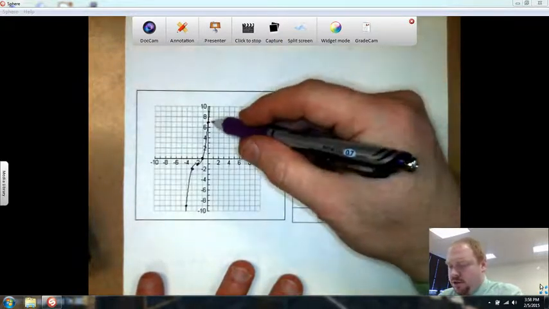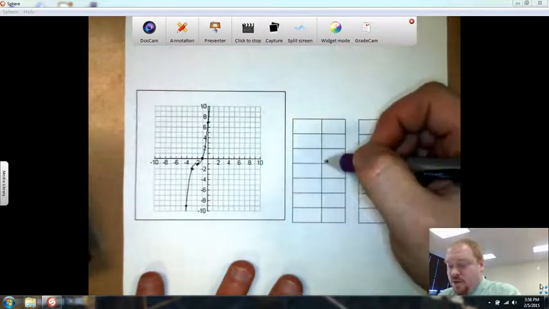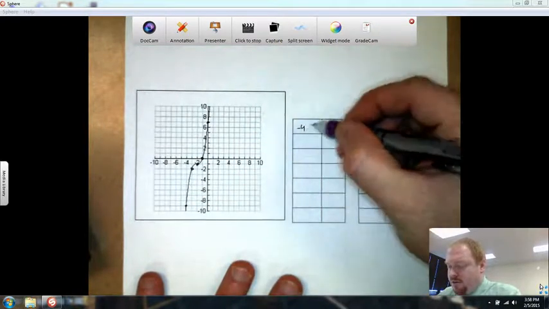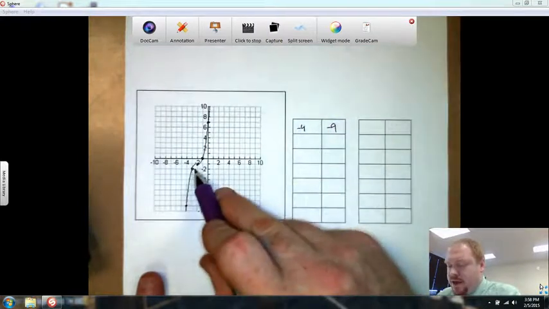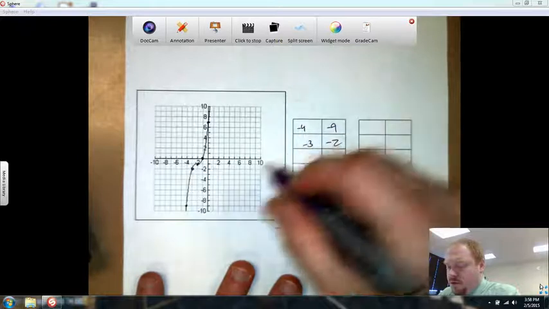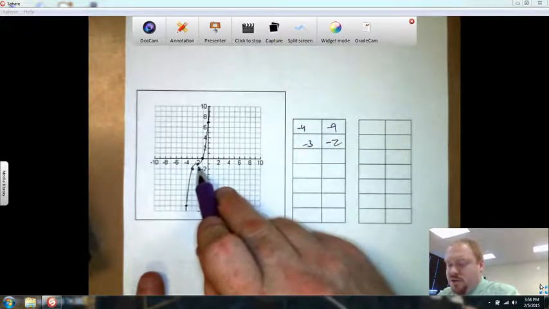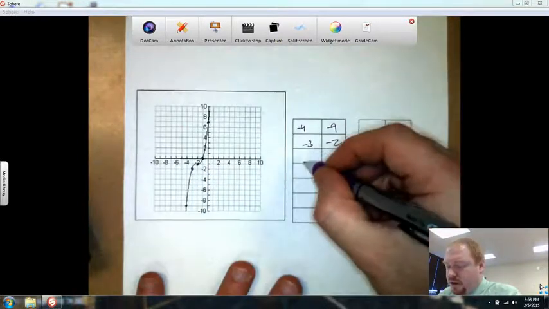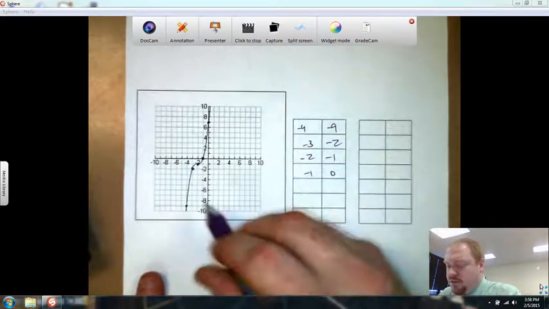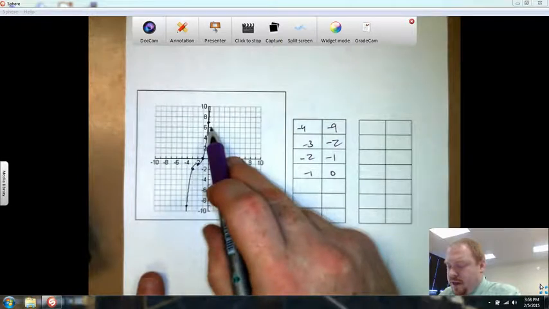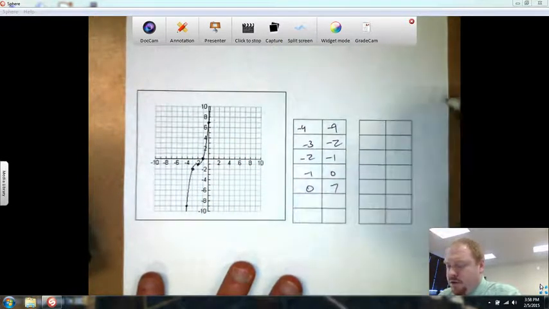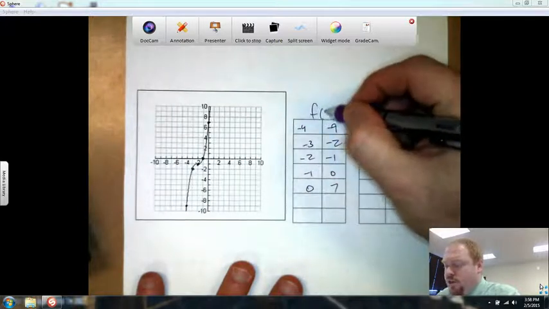So, I'm just going to list them. The order does not matter. So (-4, -9), then I have (-3, -2), (-2, -1), (-1, 0), and then we have (0, 7). This is our original function.